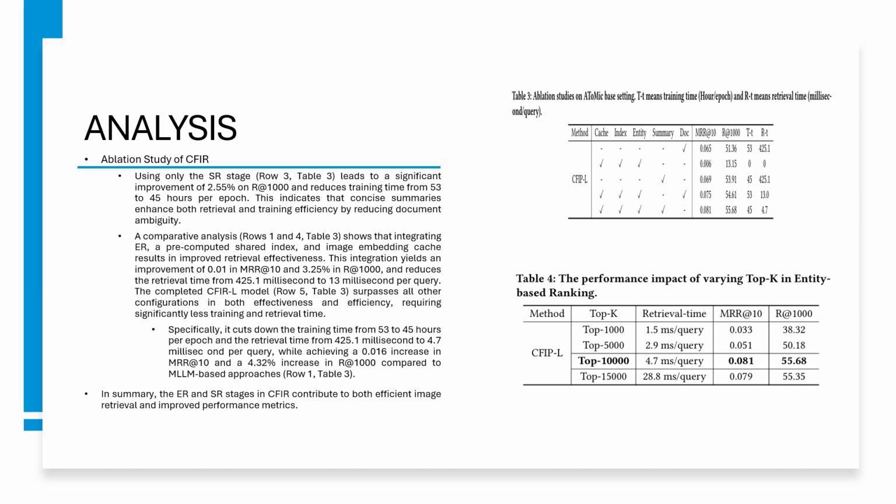Specifically, it cuts down the training time from 63 to 45 hours per epoch and the retrieval time from 405 milliseconds to 40.7 milliseconds per query, while achieving a 0.016 increase in MRR at 10 and 4.32% increase in R at 1000 compared to the MLLM-based approach. In summary, the ER and SR stages in Cfir contribute to both efficient image retrieval and improved performance metrics.